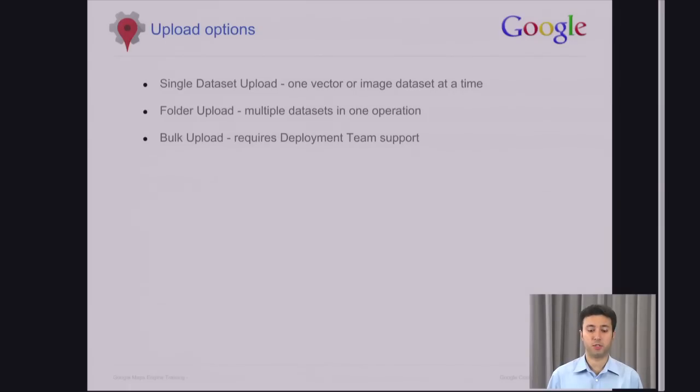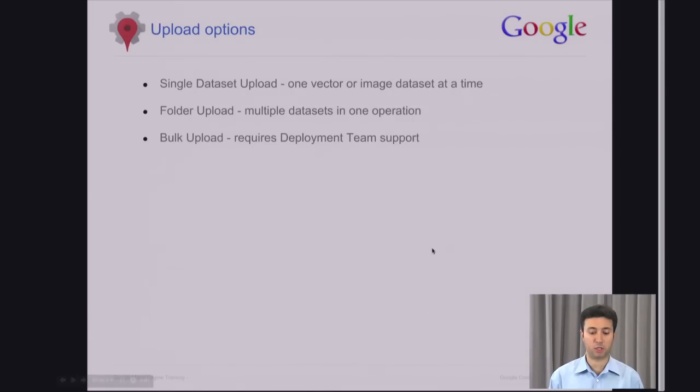Let's start with upload options. We have three options. The first one, single dataset upload. As the name suggests, it allows you to upload a single vector or image dataset at a time. One dataset typically comprises multiple files, so single dataset does not mean a single file. It allows you to upload one dataset at a time, which could be a bunch of files, but you're not allowed to specify more than one dataset in an operation.